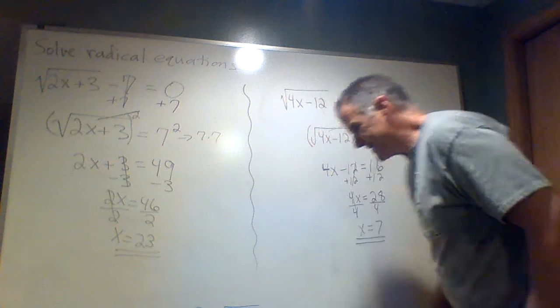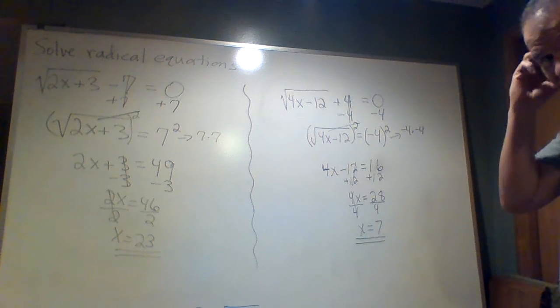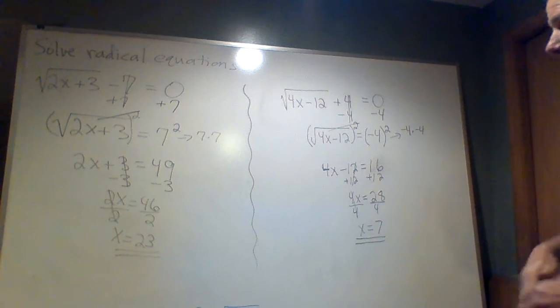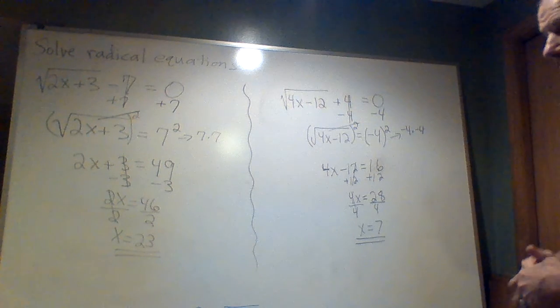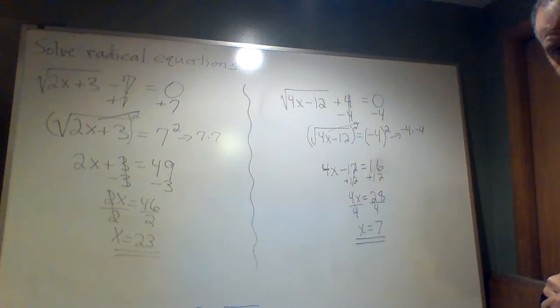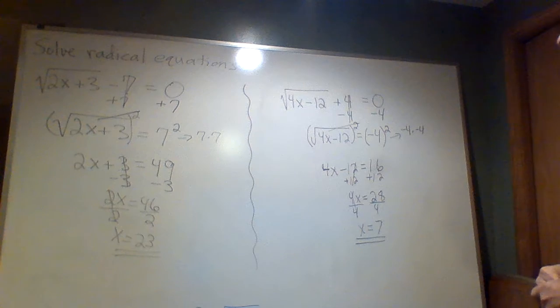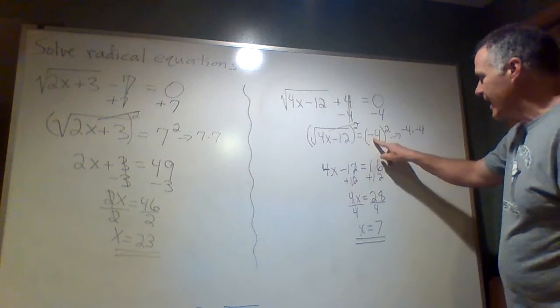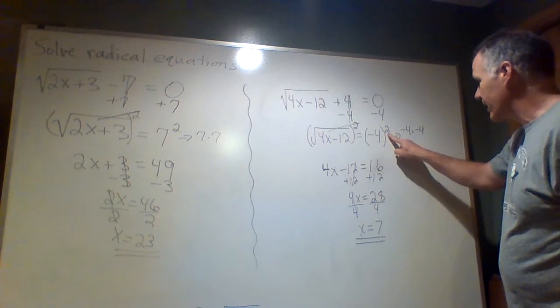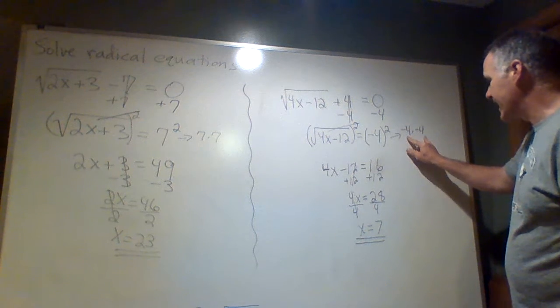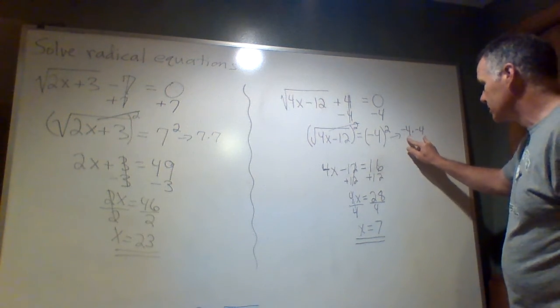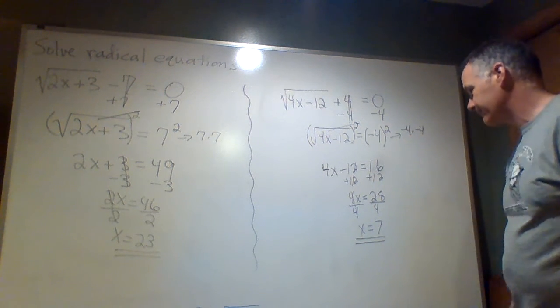So again, this isn't a huge step from the last video, okay? Just a little adding and subtracting at the beginning before we square. And again, the big key here, watch your negative. Negative 4 squared, okay, negative 4 times negative 4, positive 16.